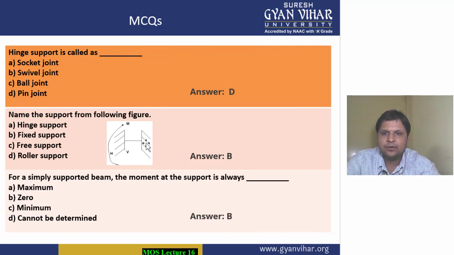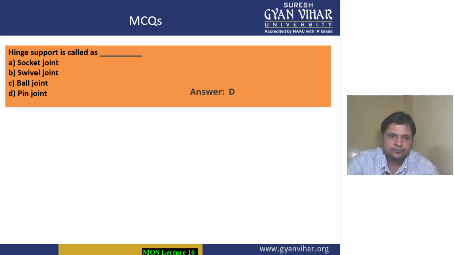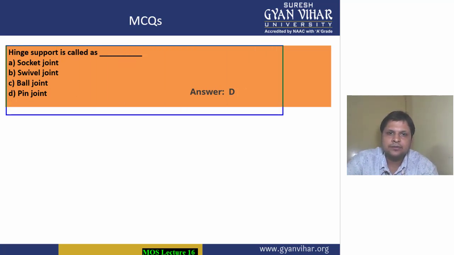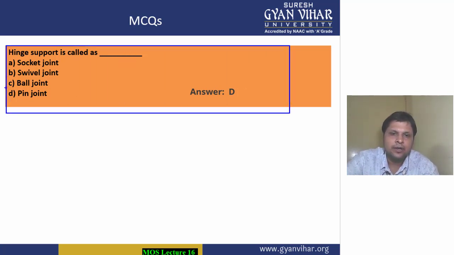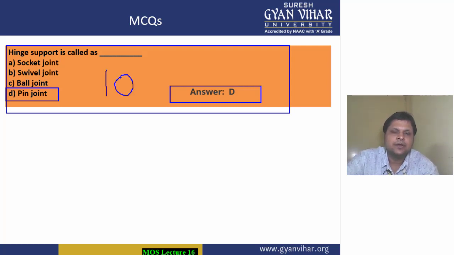Coming into the last MCQ, MCQ number 10. See here, we all know that hinge support is also known as the pin joint support. So here in the options you will find that D option is your pin joint. So the correct option for this multiple choice question number 10 is pin joint, option D. So all the multiple choice questions related to today's discussion have been completed.